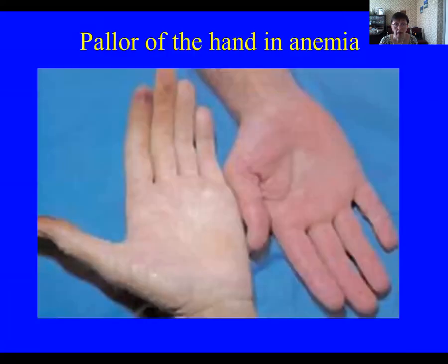So first of all, we look at the skin, at the face of this patient, and see that she is really pale and her lips are pale. This is a patient with B12 deficiency anemia. We can also notice the pallor of the skin on the hands and on the palms. Here is the hand of a patient with anemia, and near it, for comparison, the hand of a healthy person.